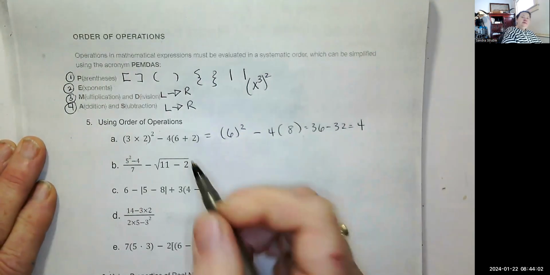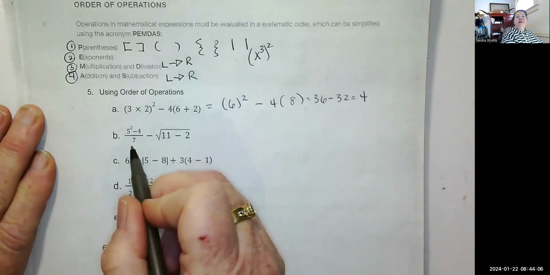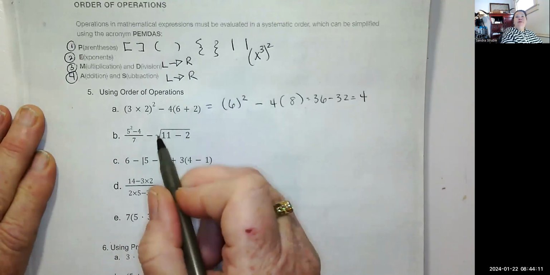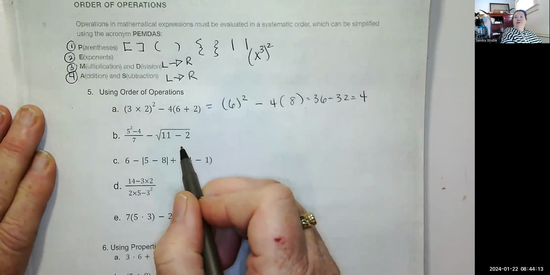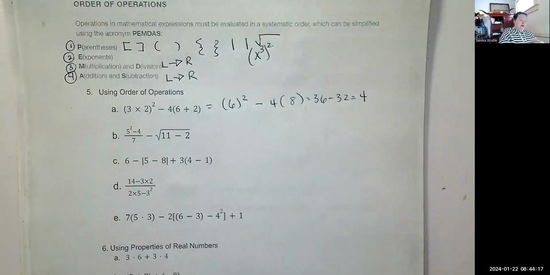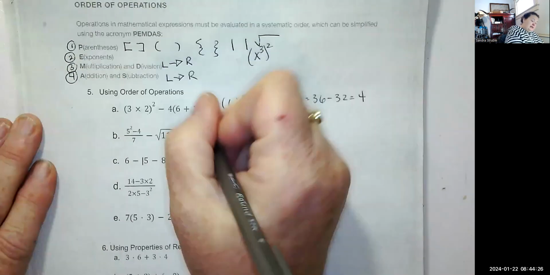All right. Any questions about that? Let me know. 5 squared minus 4 over 7 minus the square root of 11 minus 2. So we need to do what's underneath the radical first. It falls into the parentheses portion because it's contained. So I'm not going to rewrite these because it's going to make me crazy if I have to do that. And it's going to make you crazy too if I do every single step. So please bear with me.